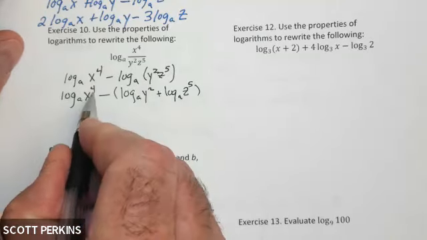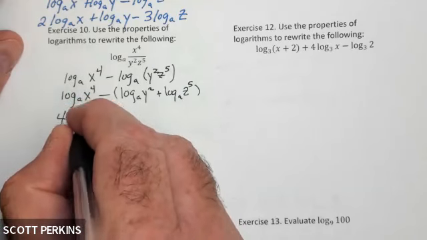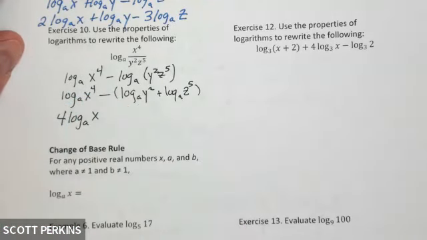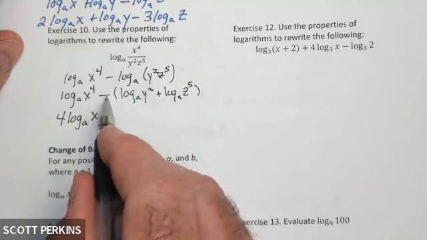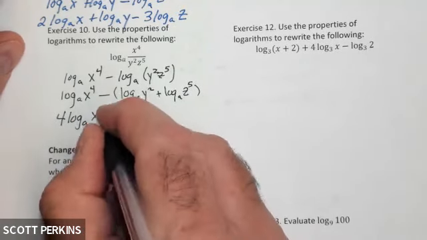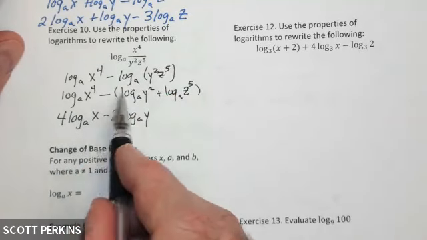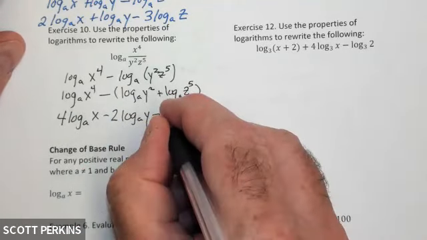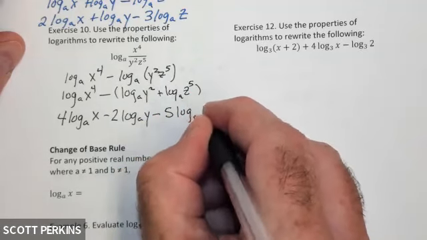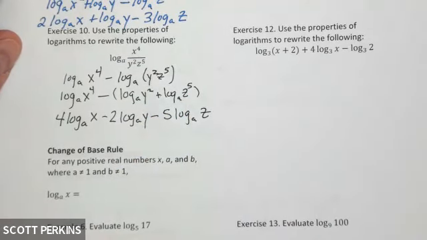So in the first term, this 4 should come out front. So I have 4 log base a of x, and then a minus, and then I'm going to bring down the 2, so minus 2 log base a of y. Then I'm going to distribute the minus, and I've got the 5, so minus 5 log base a of z. And there's your properties of exponents.